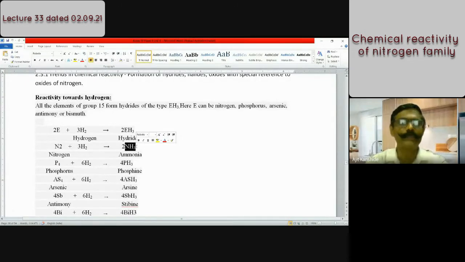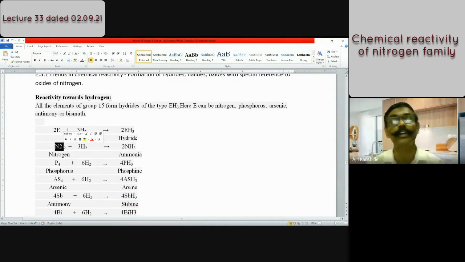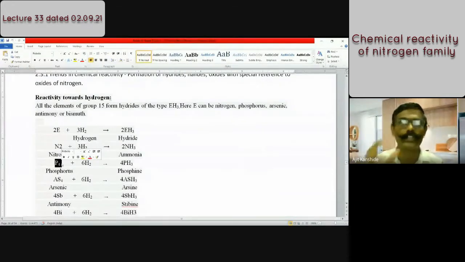So the reaction is very simple. The elements remain in different elemental forms. For example, nitrogen remains in the diatomic, molecular form. Phosphorus generally has the elemental form P4, but the atomic form is P only. Still, P4 formation is considered.